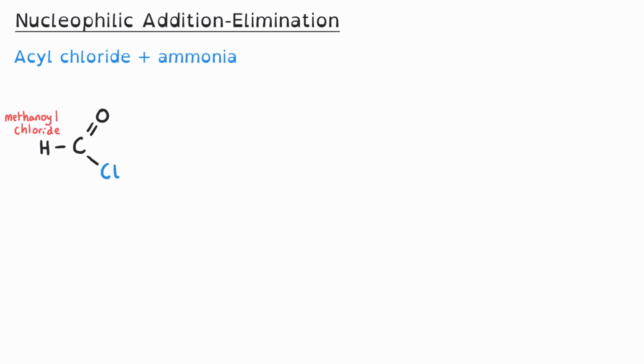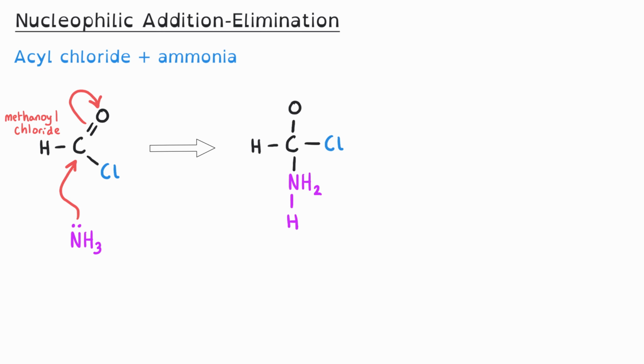And so if I had methanoyl chloride reacting with ammonia, the first step of the mechanism would be the ammonia donates its lone pair to form a new bond to the carbonyl carbon that it was attracted to because that carbon was electron deficient. And then the oxygen takes 2 of the 4 electrons from the double bond that it shared with that carbon atom, and this produces our intermediate, which has got the nucleophile now connected to the carbonyl carbon, and the nucleophile will be positively charged because it's used its lone pair to form a new bond.